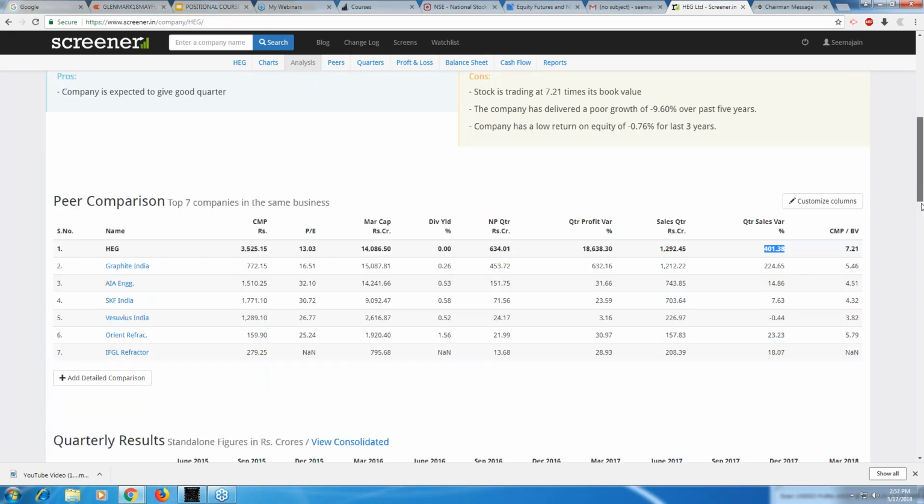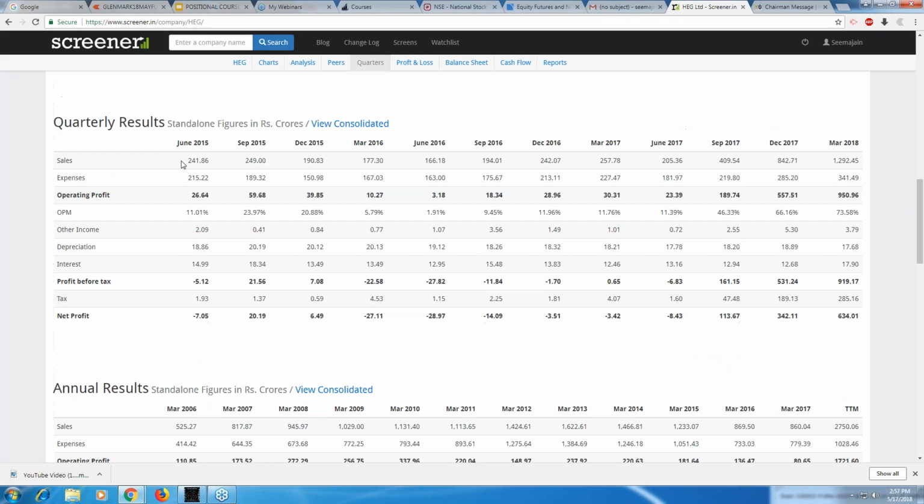The current market price is much higher than the book value. Then I definitely look into the sales. There has been huge growth. Can you see, it has grown from 41.86 to 1292.45. Expenses have not grown, and the profits from 26 crores have become 950 crores. Look at the operating profit margins: from 11 it has become 73%. These are the beautiful things you have to see.